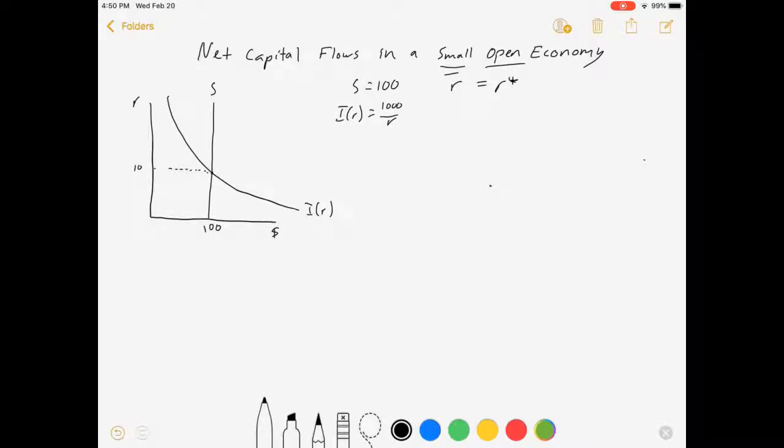So before we get into it, let's talk about what net capital outflows are. This is the amount of money that we lend to other countries minus the amount that they lend to us. So if it's greater than 0, that means we lend more than we borrow. And if it's less than 0, then we borrow more than we lend.